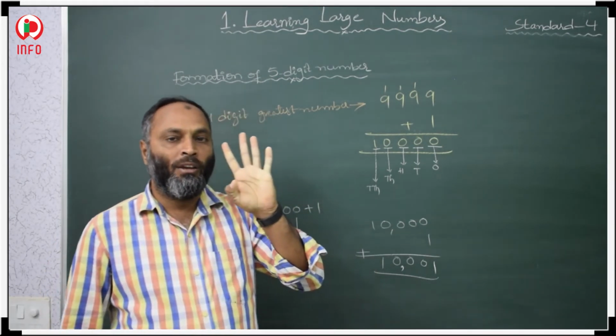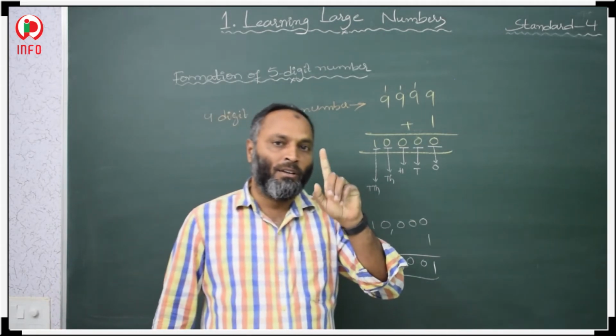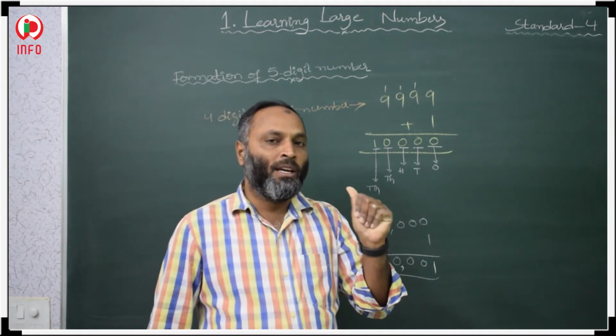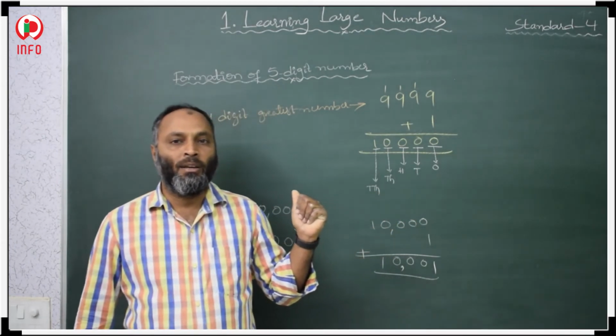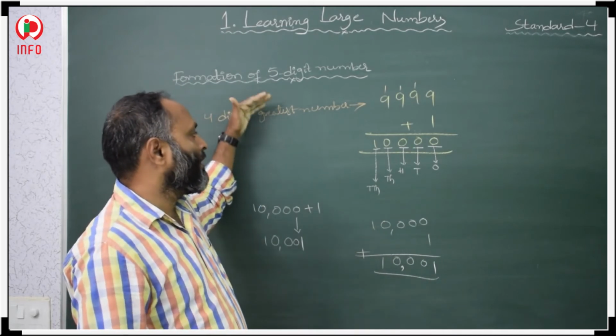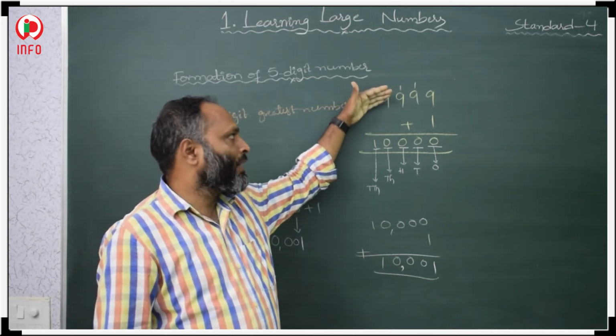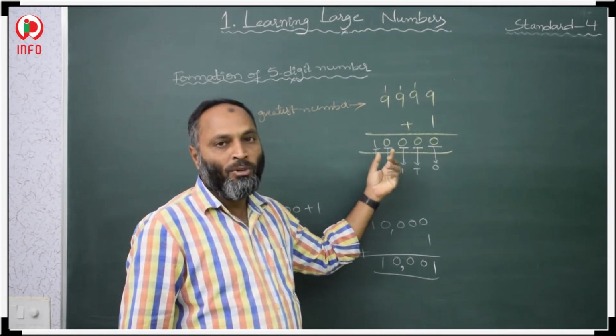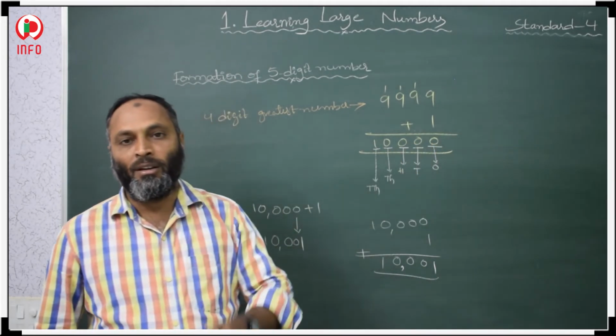So what if we add plus 1 to the greatest 4-digit number? Then we get the smallest 5-digit number. So remember this concept. How to form a 5-digit number? This is the concept: for the greatest 4-digit number, if we add plus 1, then we get the smallest 5-digit number.